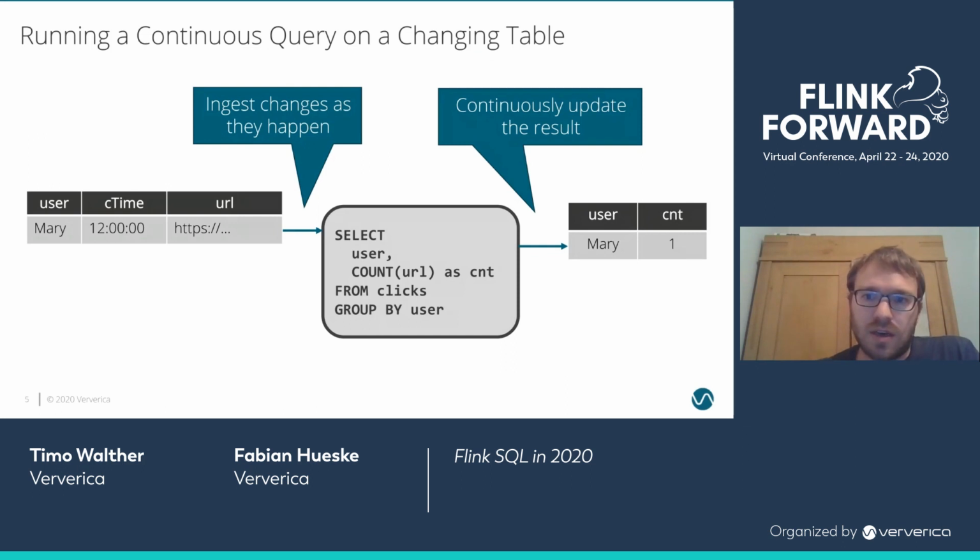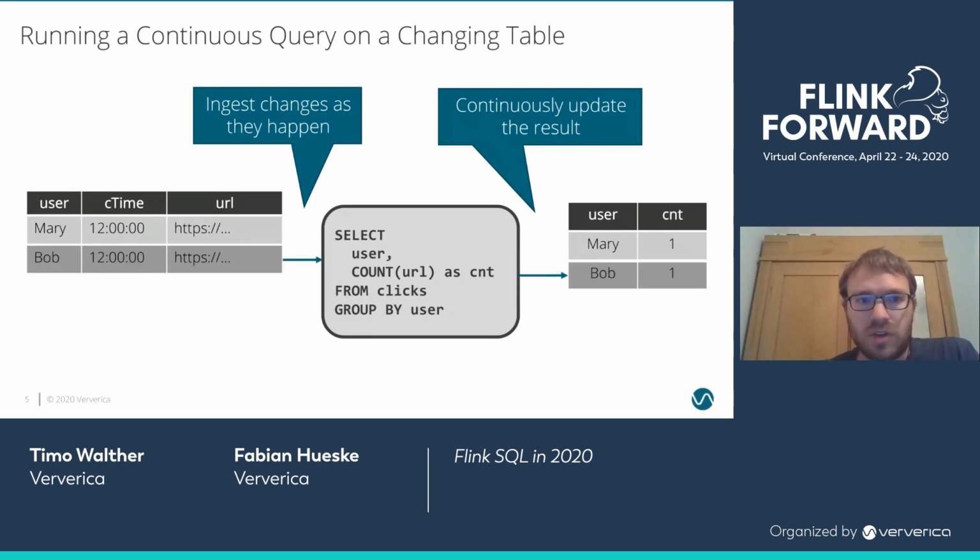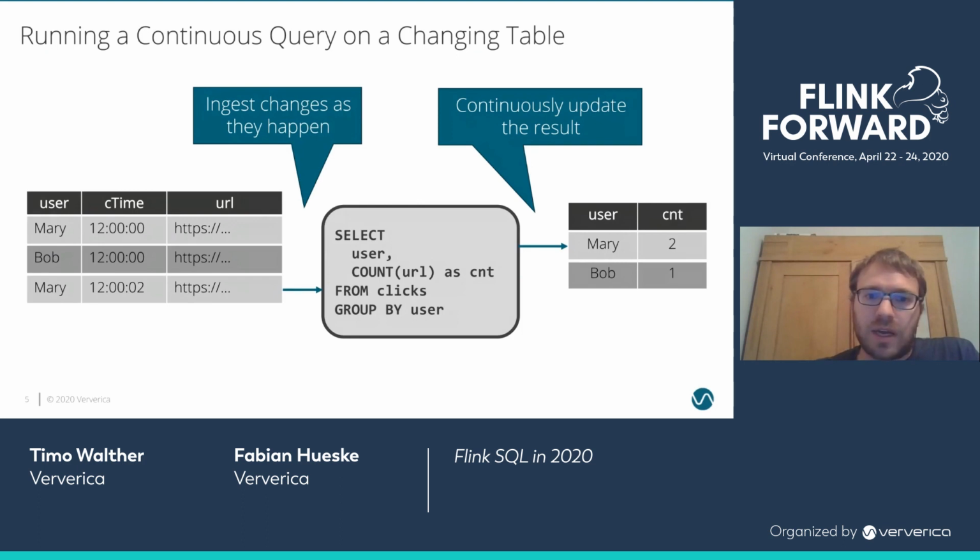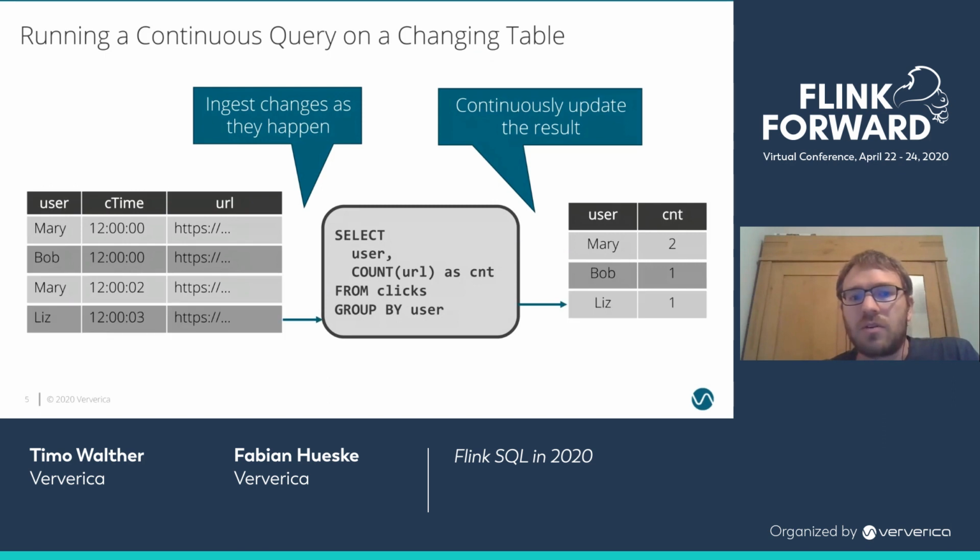In this case, it updates the result table from being empty to having a single record with the user Mary and account 1. And as more and more data is added to the source table, the query automatically updates the result table. At this point in time, the input table contains exactly the same data as in our previous example, and also the result is exactly the same. However, if one more row is added, the query will automatically update also the result table.